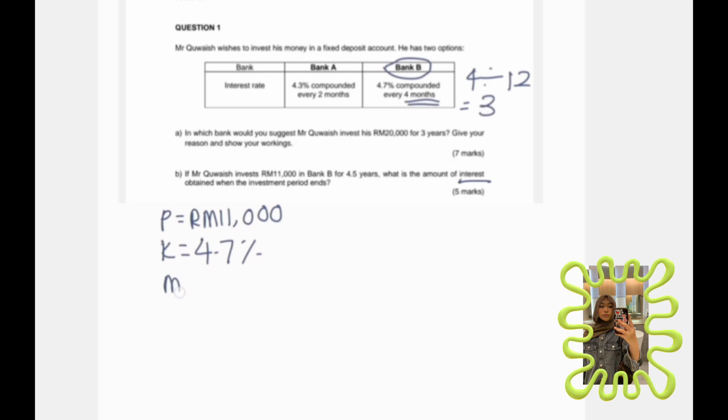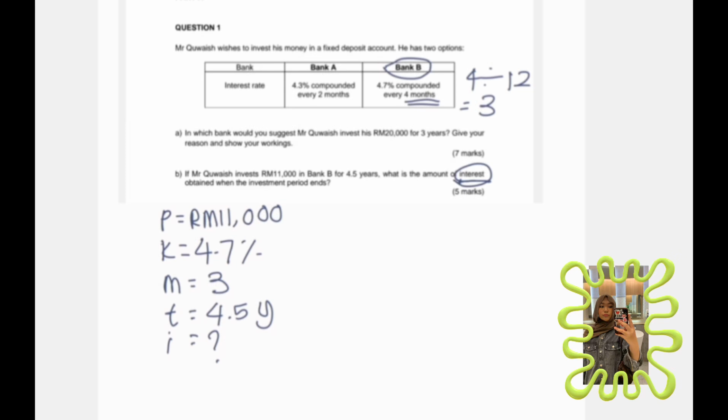Okay, Mr. Quaish invests 11,000, so we need to clarify 11,000 as P. In this case, we need to use Bank B that compounded 4.7%. So let's clarify 4.7% as K, every 4 months. So 4 months needs to be divided into 12 to get the right answer, which is 3. So clarify 3 as M, for 4.5 years. So we need to find the interest in this case.